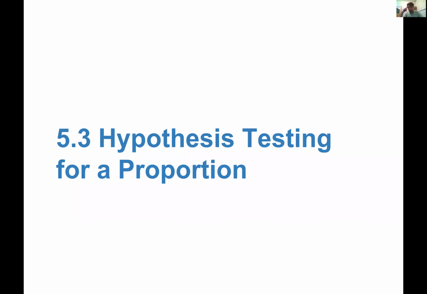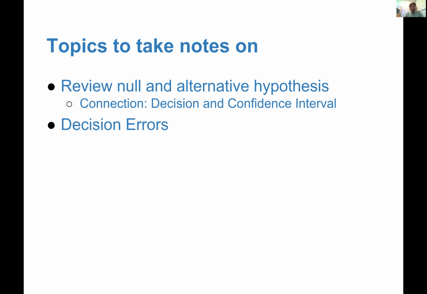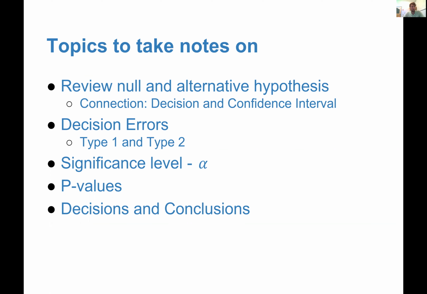This is section 5.3. We're going to be talking about hypothesis testing for a proportion. Some topics to take note on: we're going to review the null and alternative hypothesis and connect it with decision and confidence interval. We're going to talk about decision errors, type 1 and type 2, and significance level, for which we often use the Greek letter alpha. Then we'll talk about p-values, and then decisions and conclusions. These are the things you should take notes on for this section.